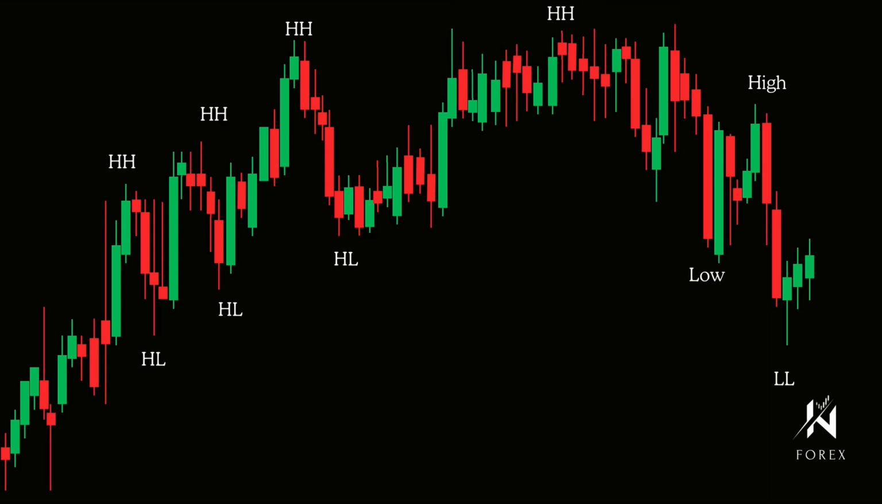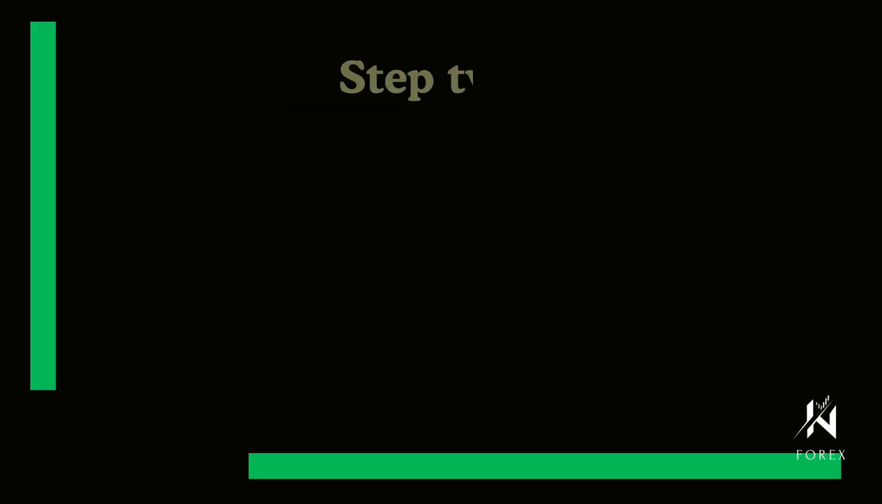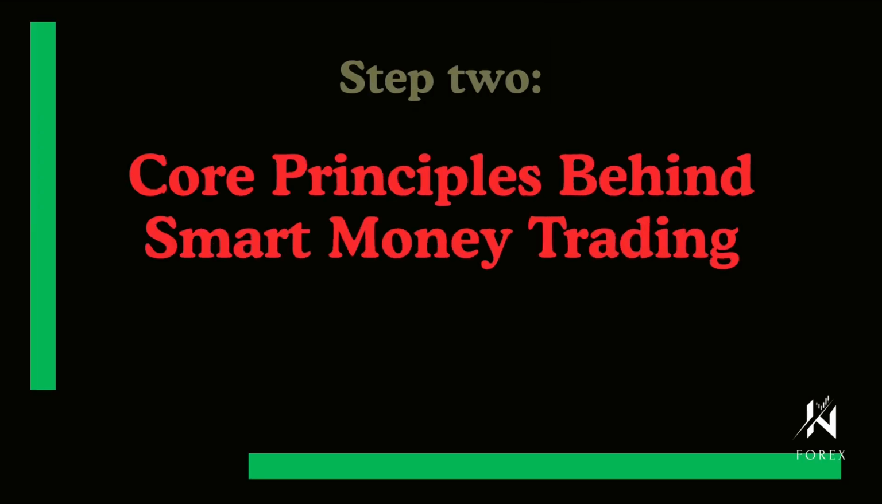What we now wait for is a clear sequence of 3 consecutive bearish moves, a 1, 2, and 3 push to the downside, to establish a downtrend. Once confirmed, we map out the nearest key zones and begin looking for short opportunities. Let's now move into the second step, the core principles behind smart money trading.